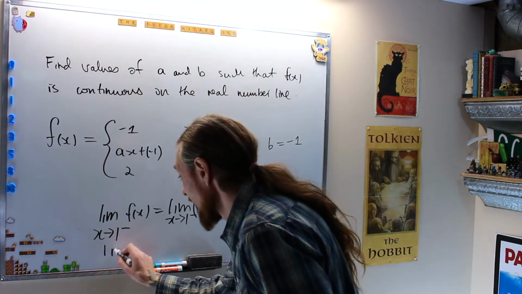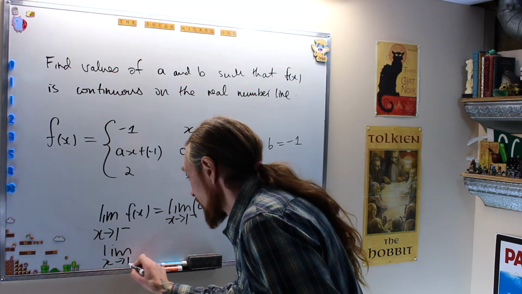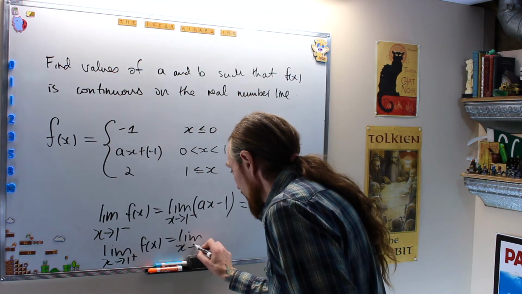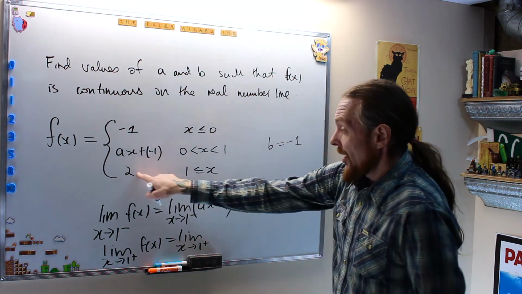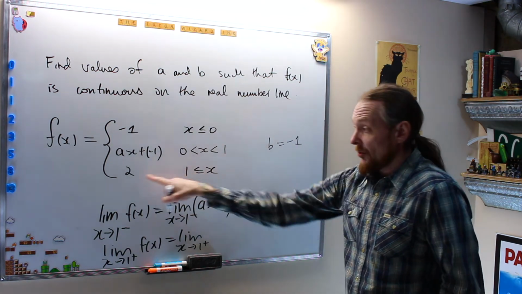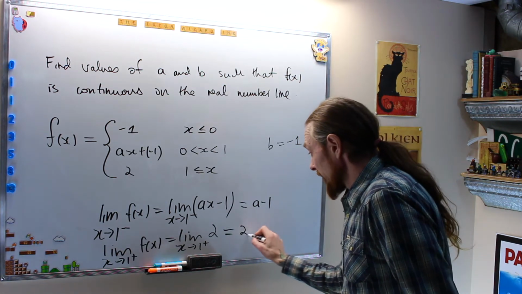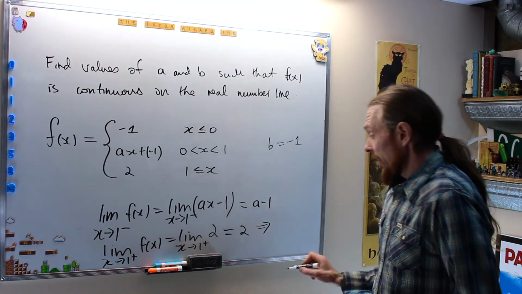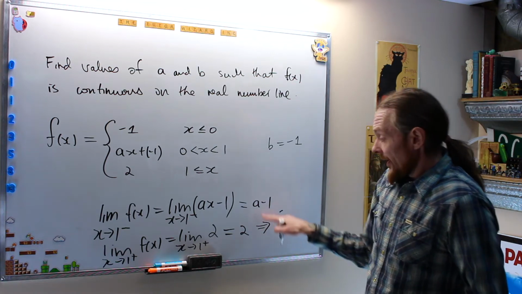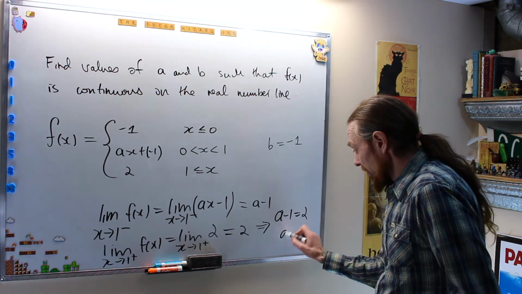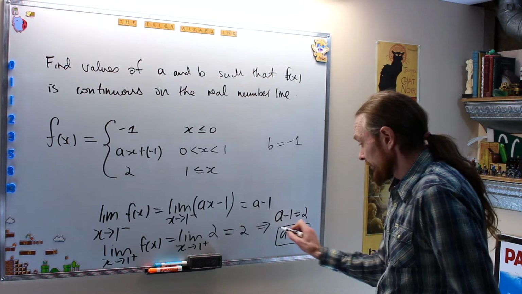The right-hand limit, the limit as x approaches 1 from above of f of x is equal to the limit as x approaches 1 from above of, now what do I use? When I'm above 1 but near 1, I'm 2. So I get that this equals 2. So the only way we're going to have this is if this left-hand limit again equals the right-hand limit, so a minus 1 equals 2 or a equals 3.